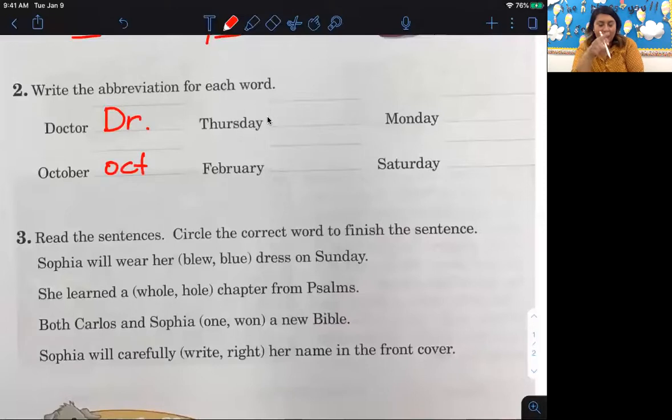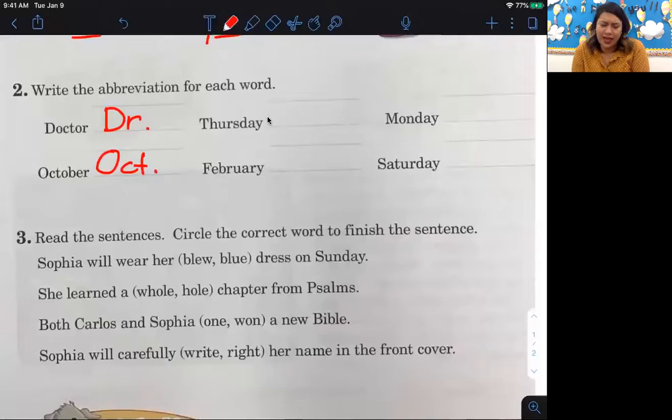Oh, good job. If you saw that I did not write it capitalized and you caught me, good job. It must be capitalized. Is that it? No, I need a period. Good job. Oct is short for October.